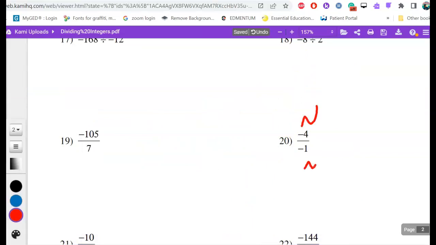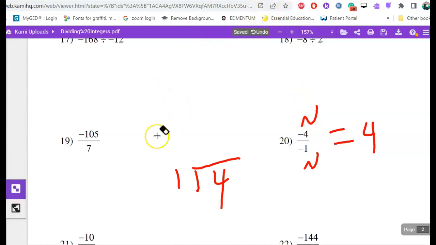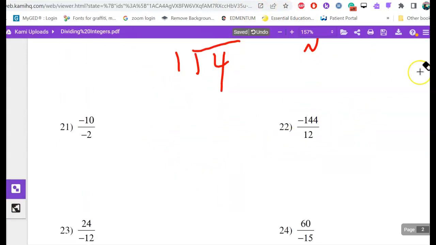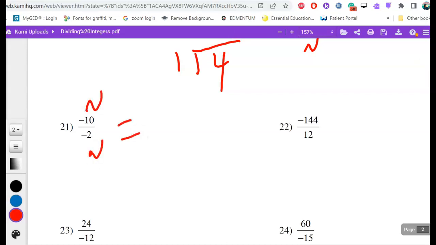Let's take a look at number 20. You have a negative divided by a negative. Negative by negative, you know your answer is going to be positive. This is basically saying 4 divided by 1. So this answer 4. 1 will go into 4, 4 times. All right. 21. Negative divided by a negative. Your answer is positive. 10 divided by 2. How many times will 2 go into 10? Answer 5.